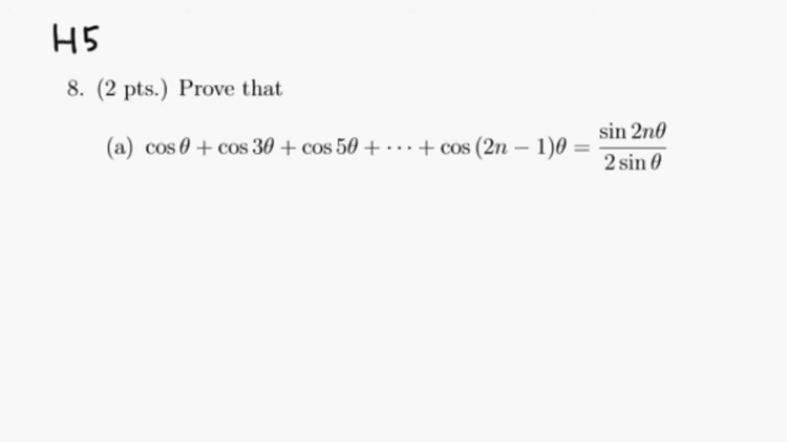Alright, let's look at homework 5, problem number 8. So we want to prove this equation here. Instead of looking at the cosine of theta, we're going to look at the real part of e to the i theta plus e to the i 3 theta plus e to the i 5 theta, and so on. And the last one is e to the i (2n minus 1) theta.